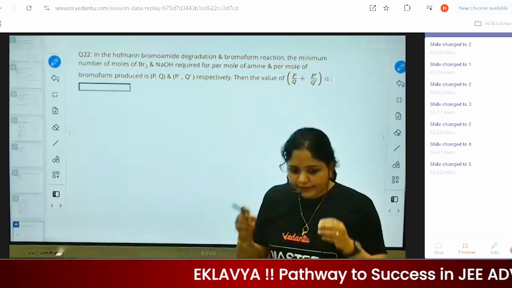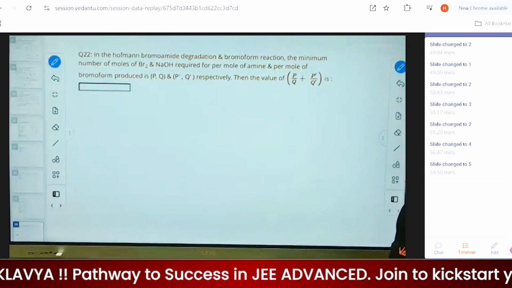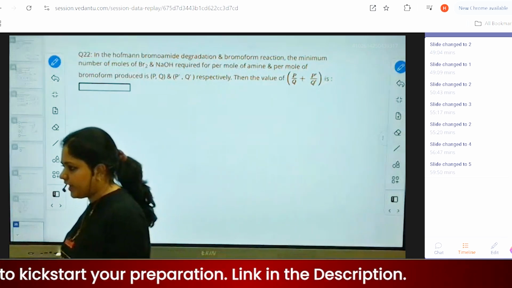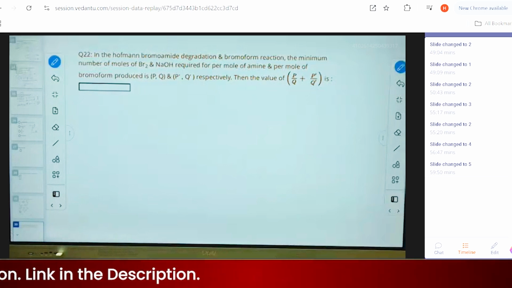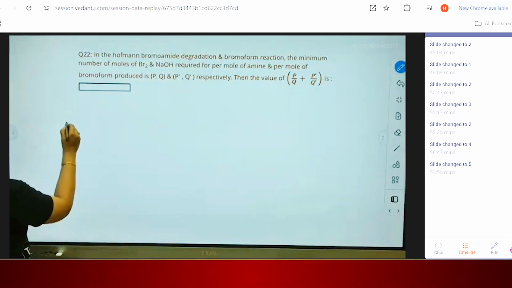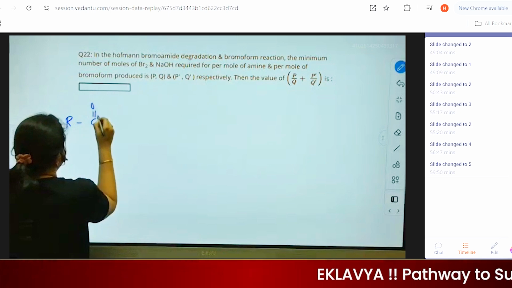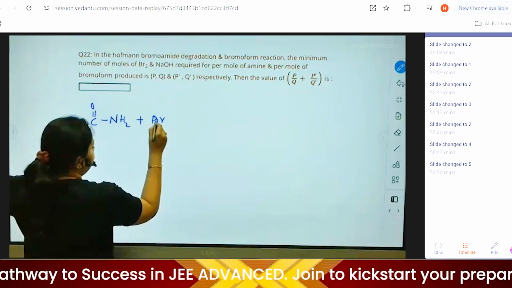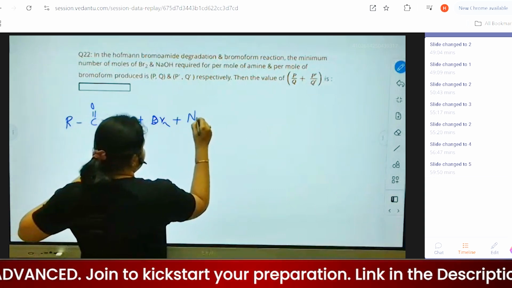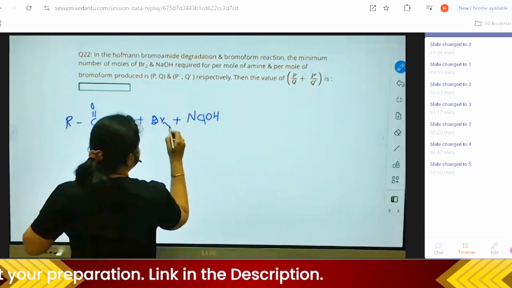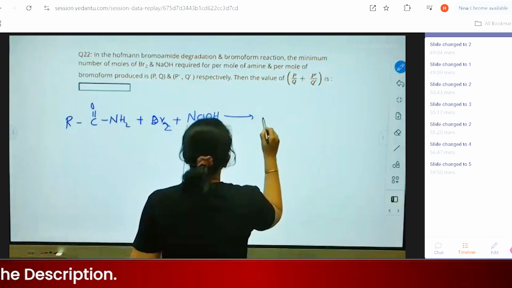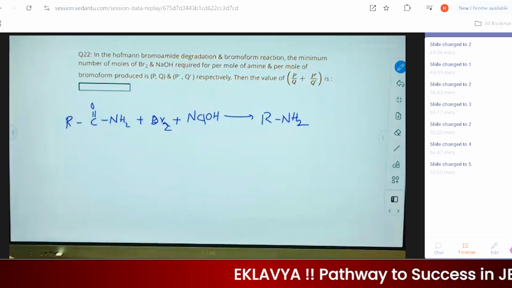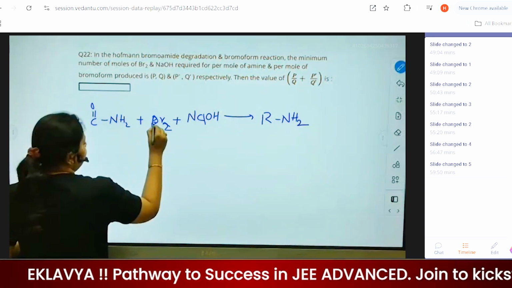In the Hofmann bromamide reaction and bromoform reaction, bromamide degradation is also given, bromoform reaction is also given. We have to find the minimum number of moles. So what is Hofmann's bromamide reaction? RCONH2 reacts with bromine Br2 in presence of NaOH and gives rise to RNH2. So amide changes to amine in presence of base, and this is bromine Br2.